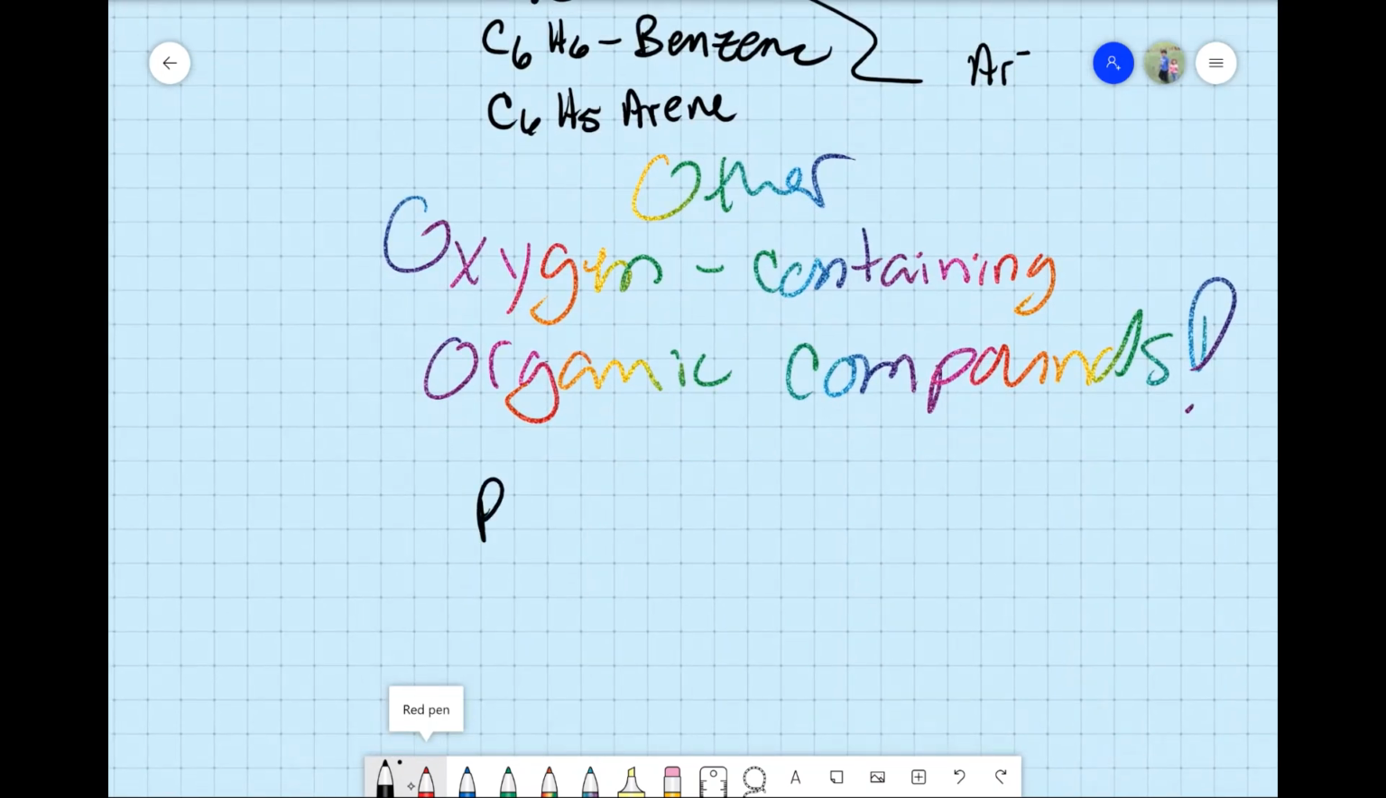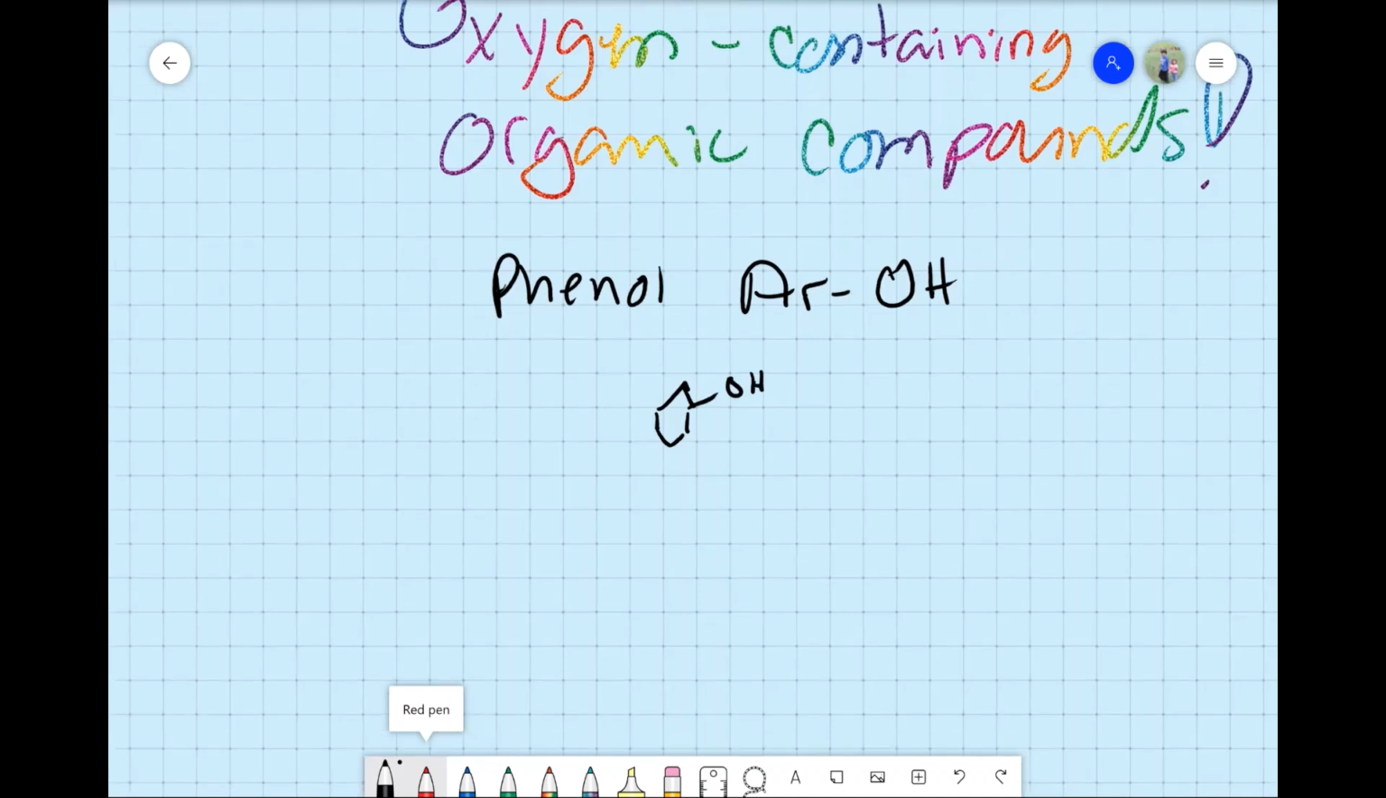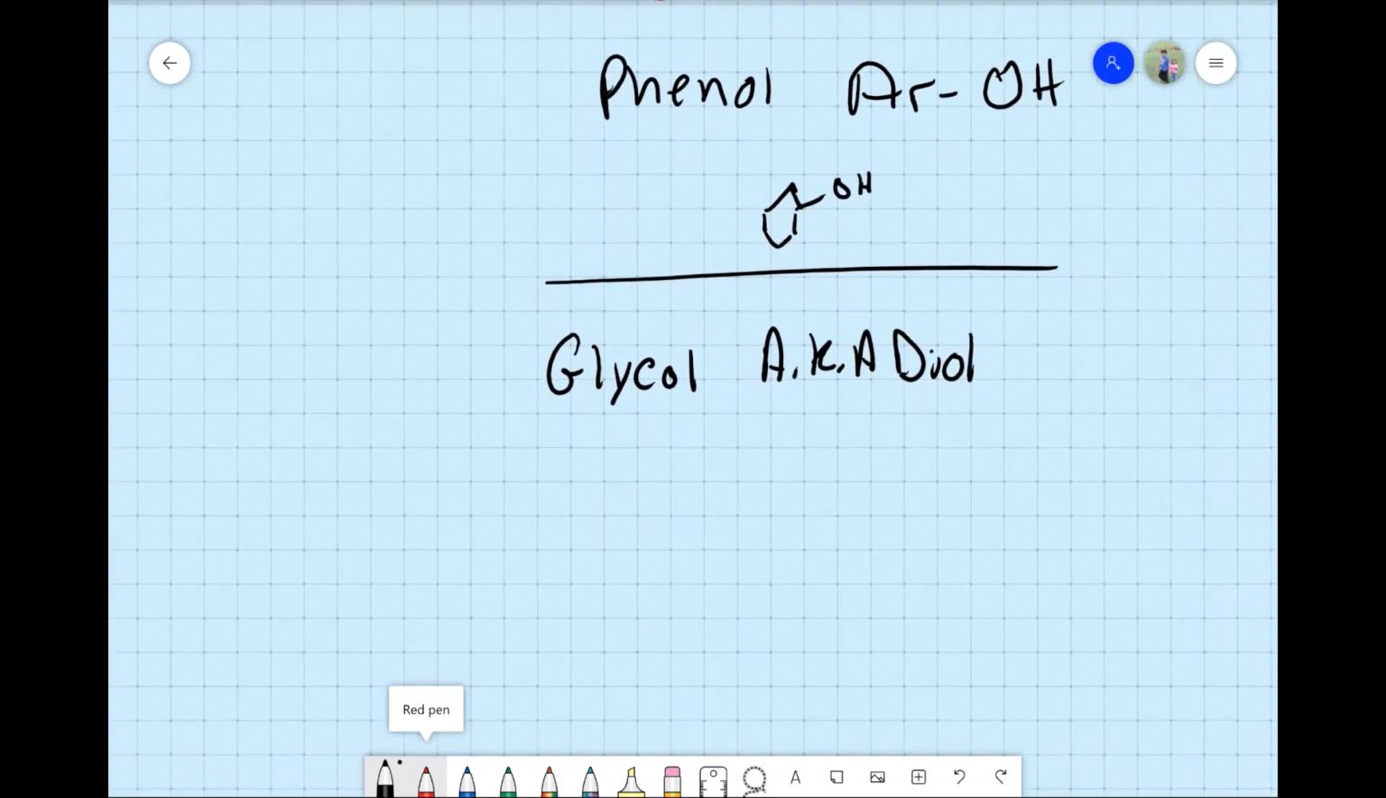A phenol is an arene attached to an alcohol, basically. And so if I draw my benzene ring and then put an OH on it, that's a phenol. So other oxygen-containing compounds, another common one is a glycol. It's also known as a diol, aka a diol. And let's look at ethylene glycol as an example.